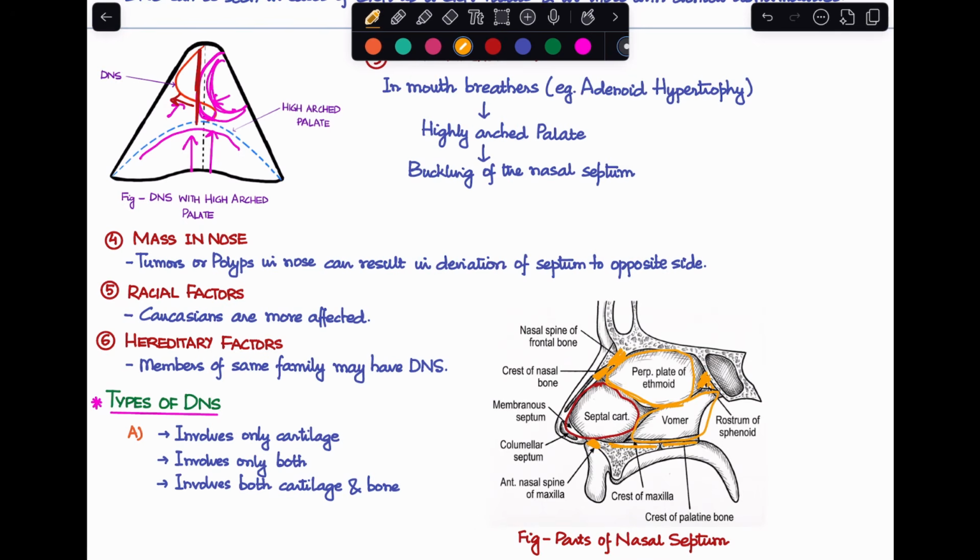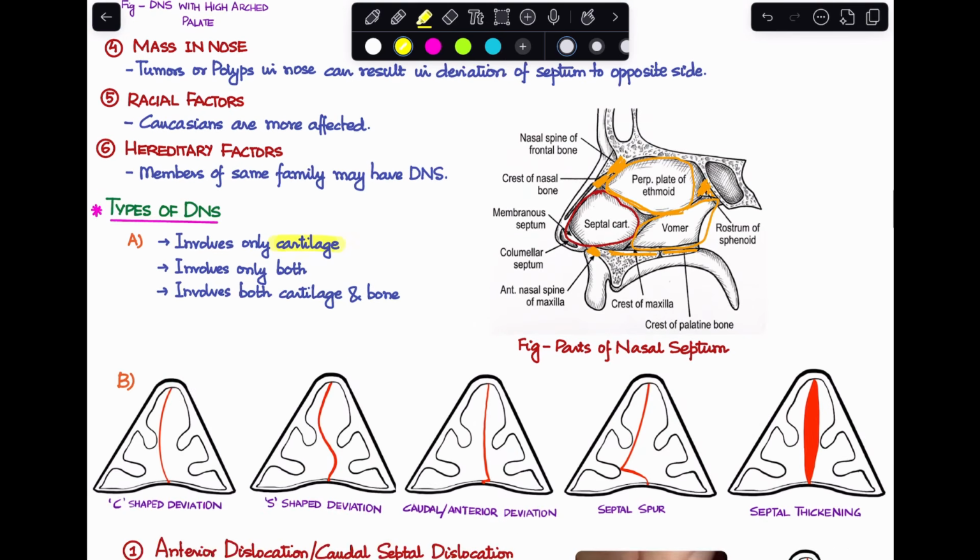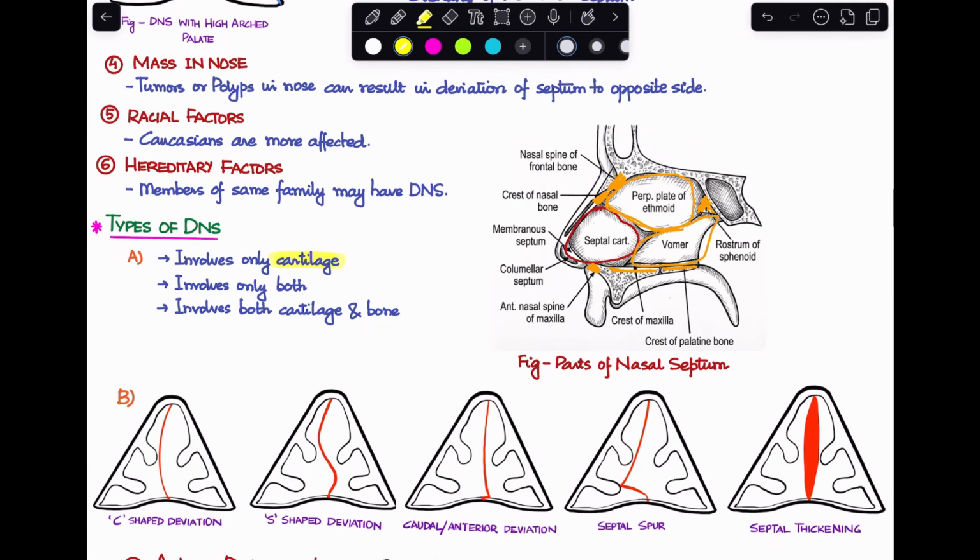I'm linking it above. So we know that our septum has cartilaginous part and bony part. So our first classification says that either the deviation can involve only the cartilage, or it can involve only the bone, or it can involve both cartilage as well as bone. So that's our first classification. Now moving on to our second classification.